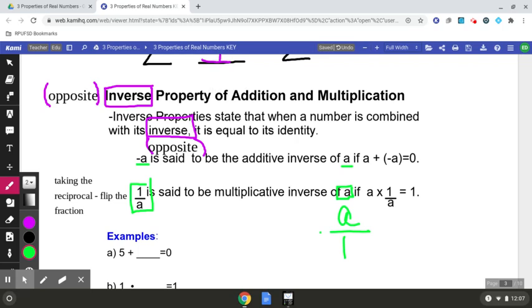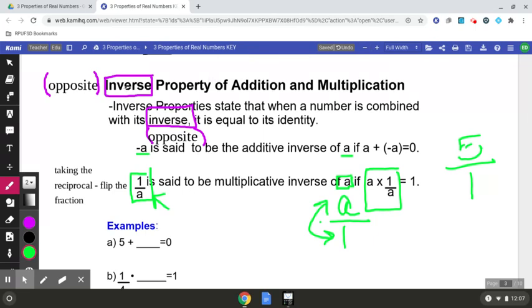Now, I could do that with any number. I could take the number 5 and put it over 1, and now it's a fraction. So if I was to flip A and 1, I would end up with 1 over A. So those are inverses, because when I multiply them together, A times 1 over A, I would equal 1. This is probably the hardest property to remember because it's new, it's different, right?